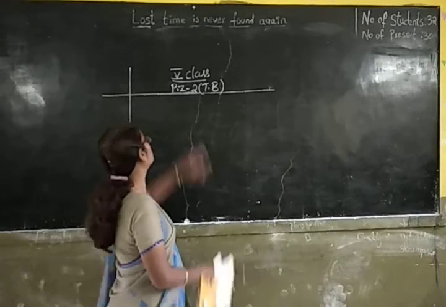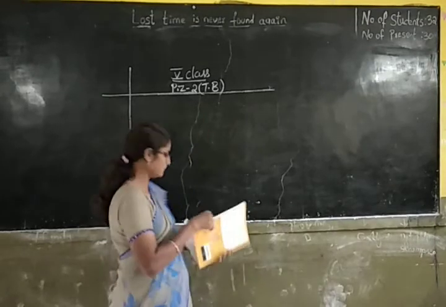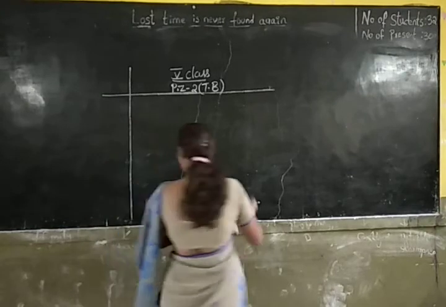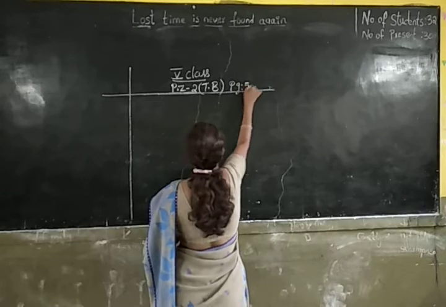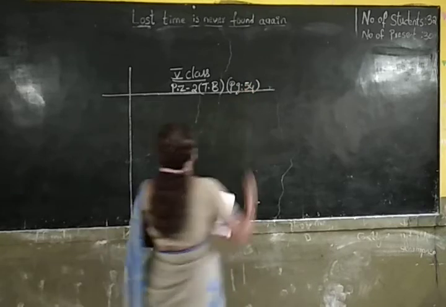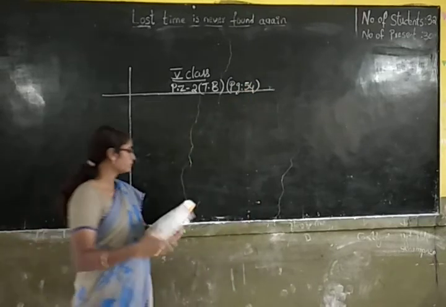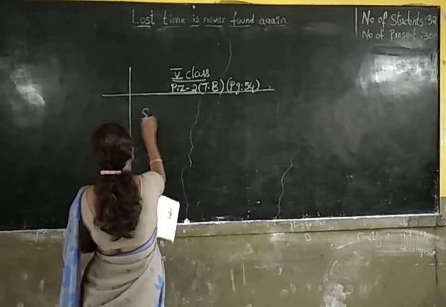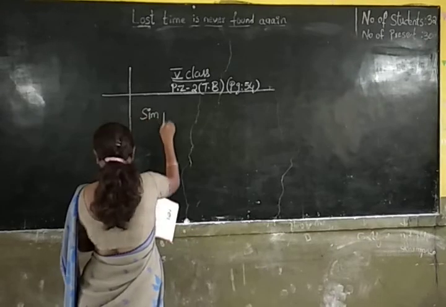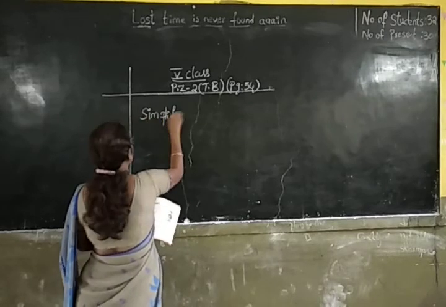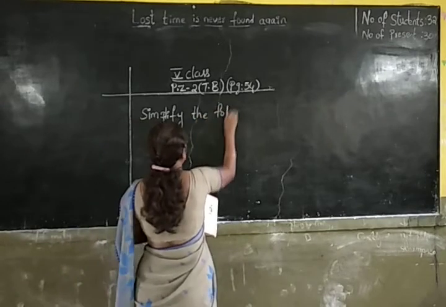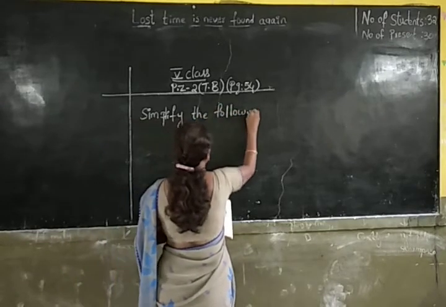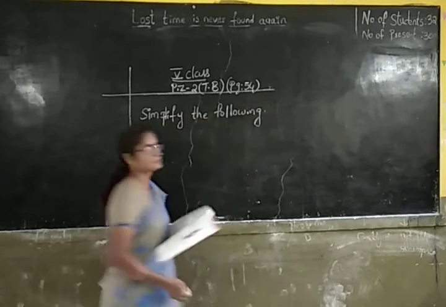Today let us do practice zone 2 in textbook page number 54. Page number 54. Okay children. Today let us do practice zone 2. The question is: simplify the following. You have to simplify the mathematical expressions using BODMAS rule.